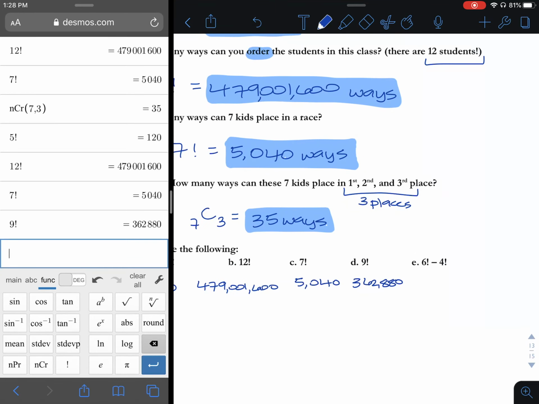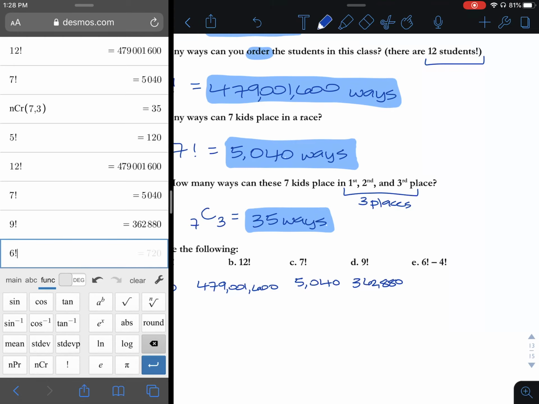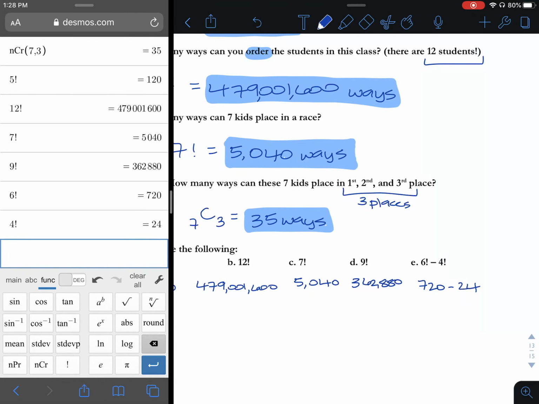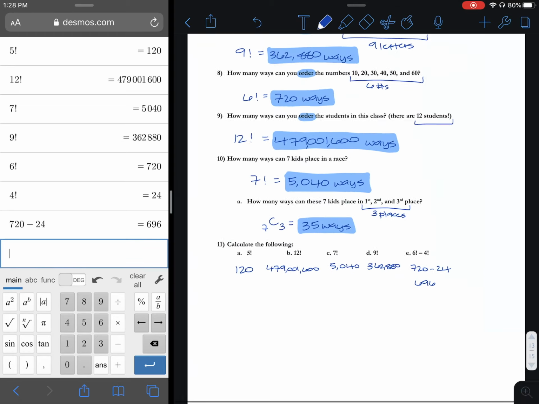E was a little different. What I wanted to do is subtract 6 factorial from 4 factorial. So let's do this first. Let's find what 6 factorial is first. I get 720. Okay, and then I want to subtract that from 4 factorial. So 4 factorial, I get 24. Well then I want 720 minus 24. I get 696 as my answer.